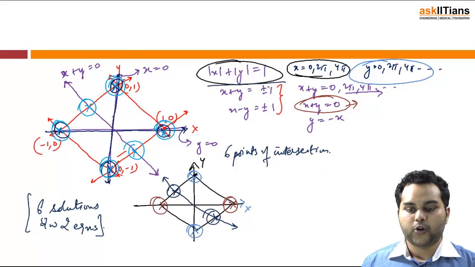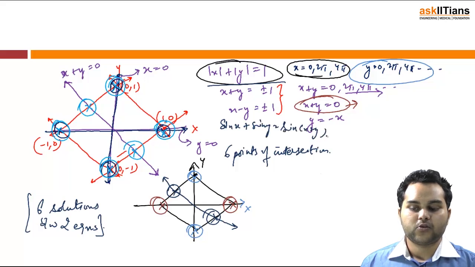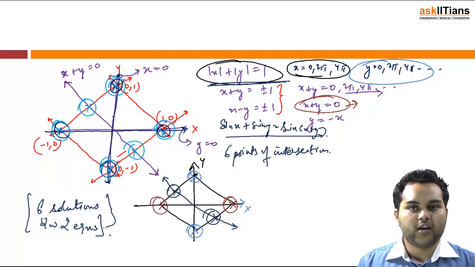First being mod x plus mod y is equal to 1, and second one being sin x plus sin y is equal to sin of x plus y. So these were the 2 equations that we were having, of which such were the solutions that were derived. Even if cos of x plus y by 2 and cos of x minus y by 2 would have been considered, the solutions would have been overlapping with what we have already seen.